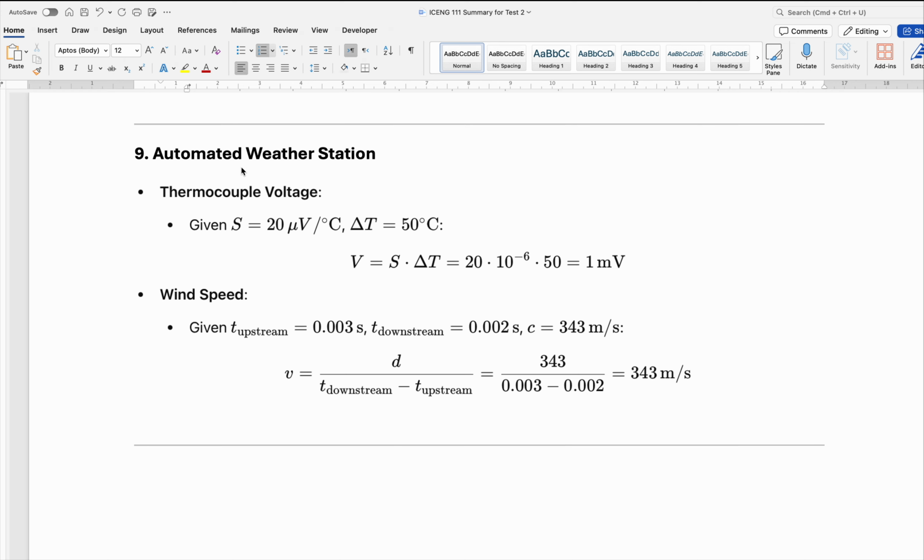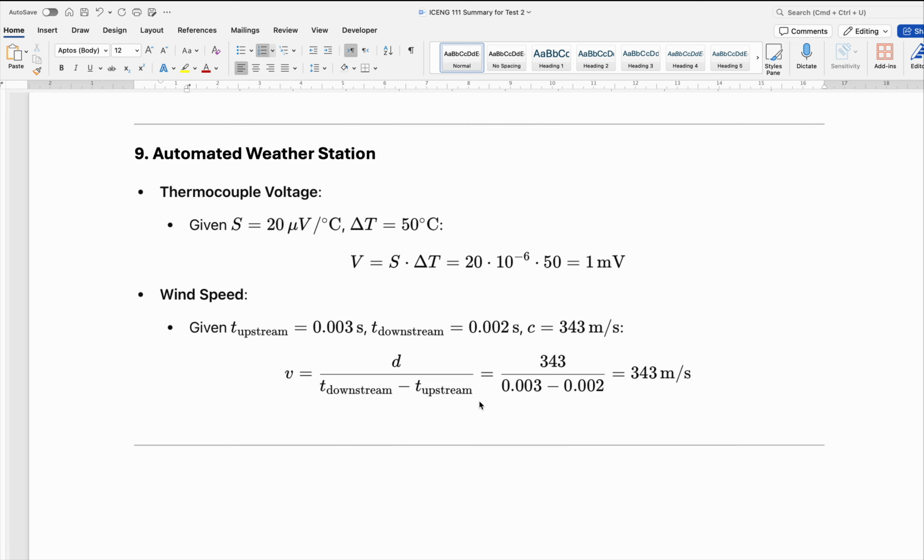And this is the one for the automated weather station. We just multiply by the S, which is already given, 20 microvolts per degree centigrade. And delta T is said here to be 50, which means it changed 50 degrees, maybe 0 to 50 or 10 to 60 or 20 to 70. So I found the answer.